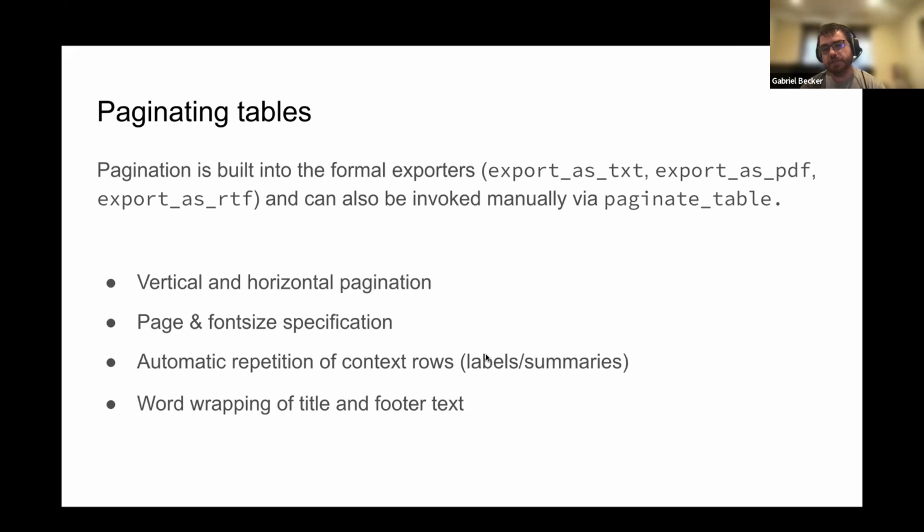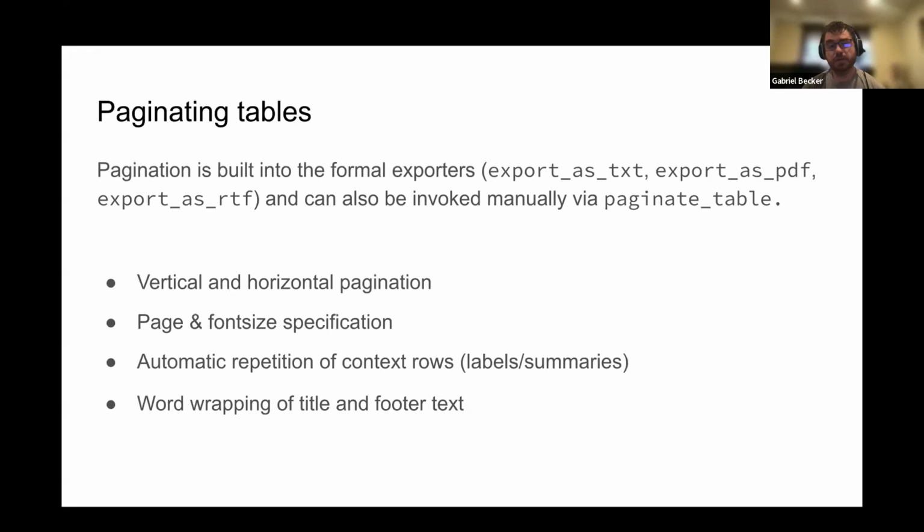It's not built into the exporters where they're going to, like, HTML, which doesn't really have the concept of a physical piece of paper. But all the ones that are modeled off of physical pieces of paper have pagination built into the exporter machinery, which is both horizontal and vertical. We allow for page and font size specification, so you can tell it how big you're going to print the text, and you can tell it how big the page is.